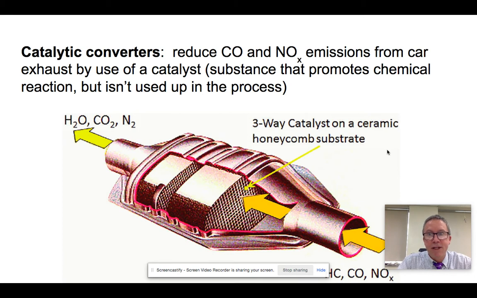Now let's talk about cars. Sorry, hearing all the things going off, the other teachers worrying about what they're going to do during advisory. Catalytic converters are things we put on cars.